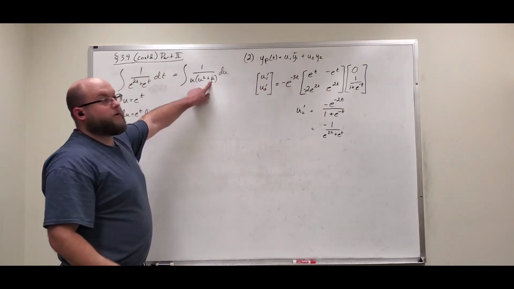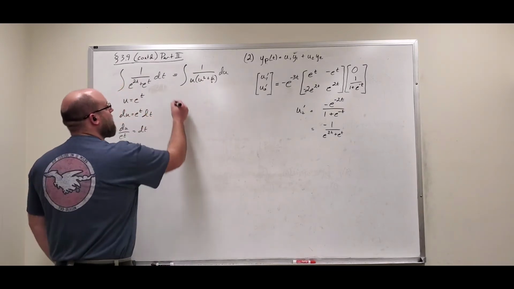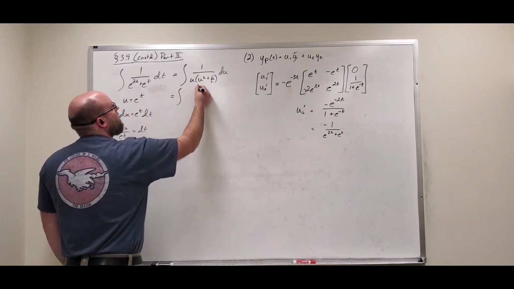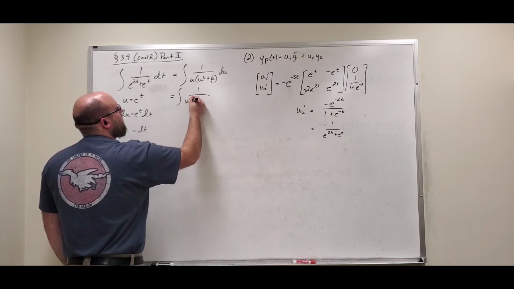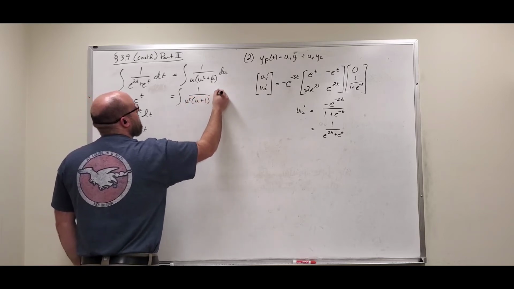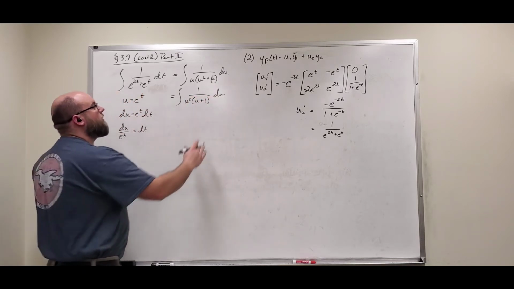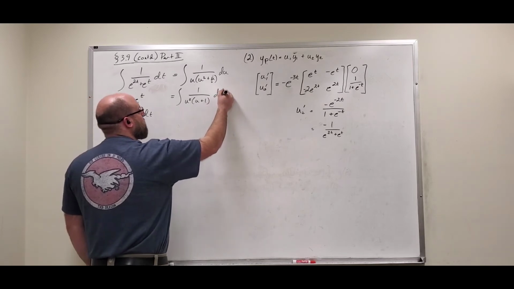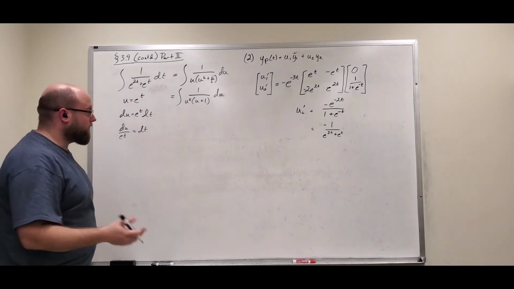All right. Well, there's an extra u in there, so I can factor that guy out. So I'm getting 1 over u squared times u plus 1 du. Now this is starting to look more like an application of partial fractions.